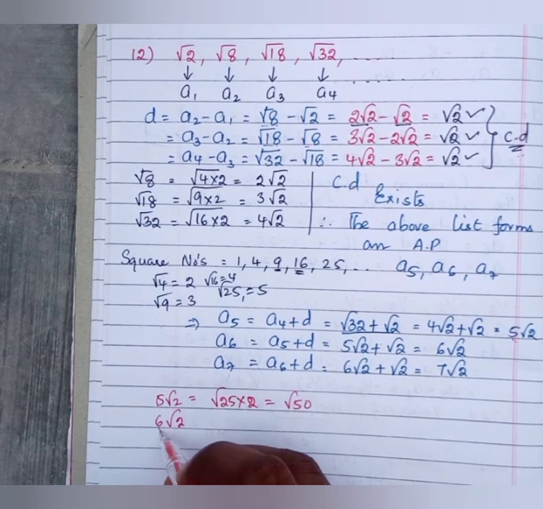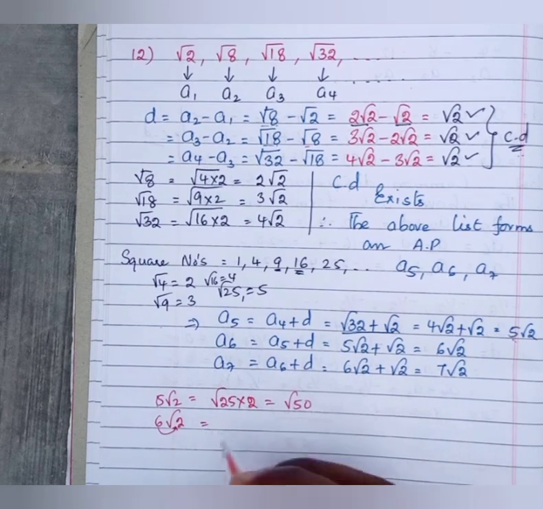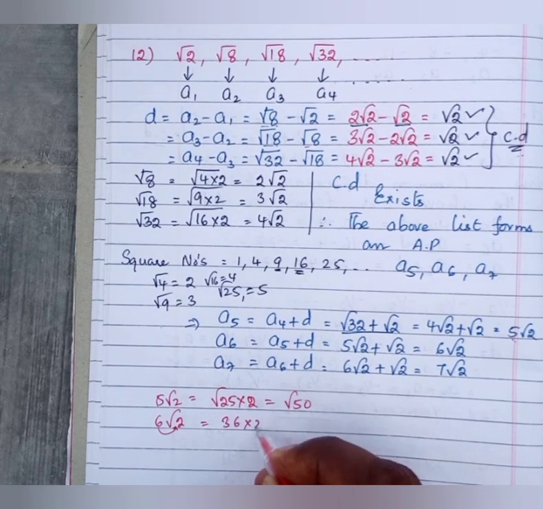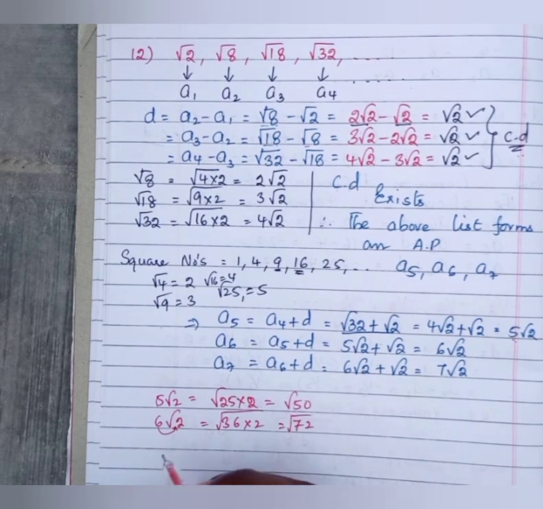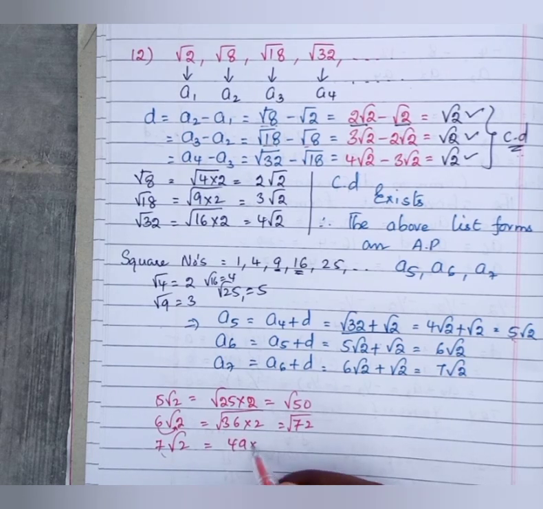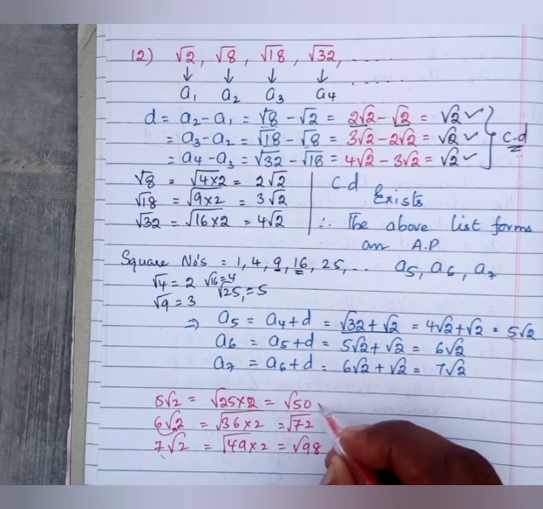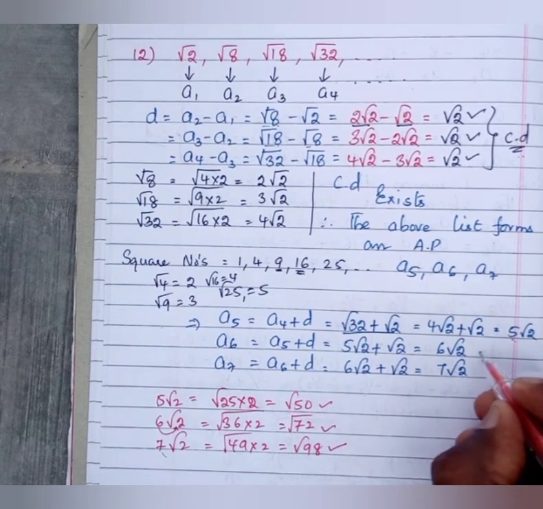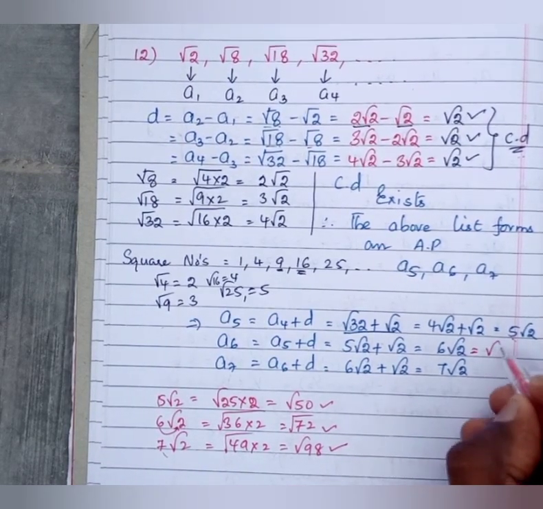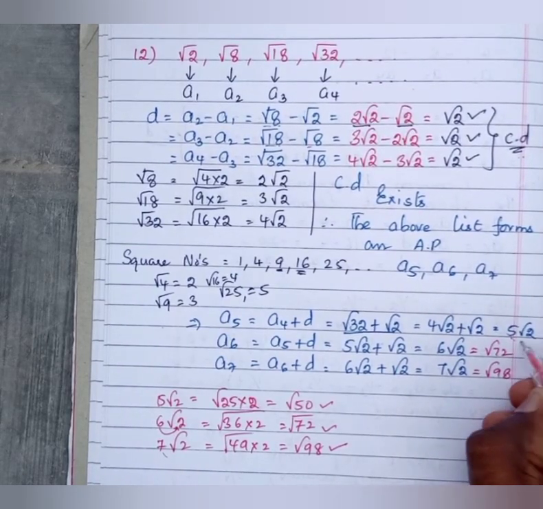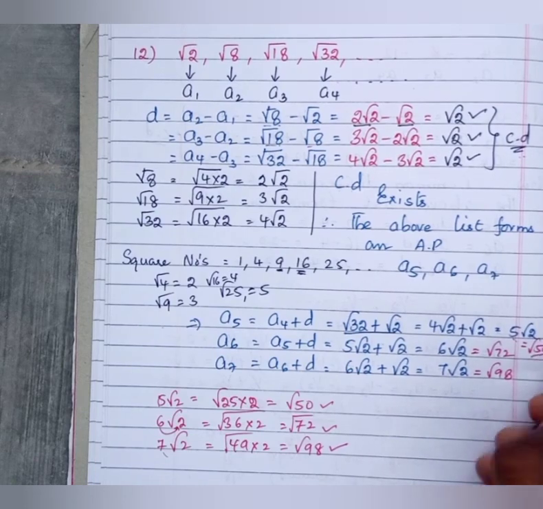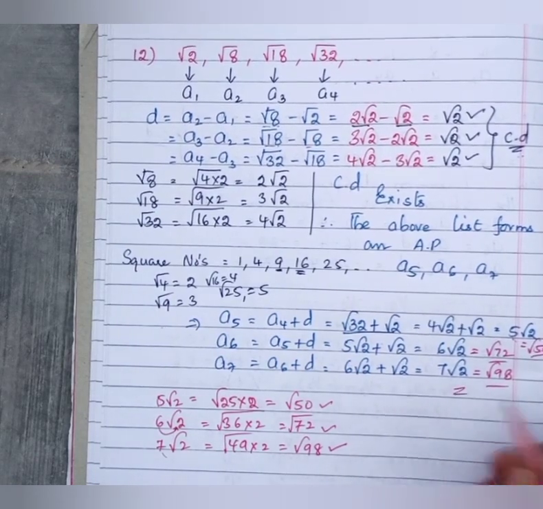Now 6 root 2, taking it inside, becomes square root of 36 into 2, that is root 72. In the same way, 7 root 2, taking 7 inside, becomes 49, and 49 into 2 is 98. The next 3 more required terms are root 50, root 72 and root 98.